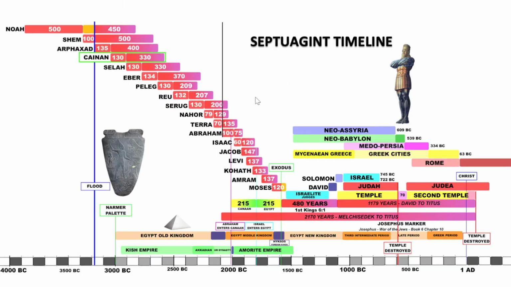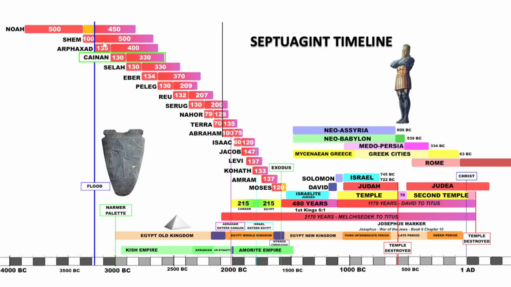Now, this is my own work. I'm mixing secular history with Josephus and the Bible. That's how I'm getting these markers. And again, with the Septuagint, we have this nice, clean arc right down to the Exodus. All these people are dead by the time Abraham is born. We have the Narmer palette after the flood, okay? And we have the pyramids after. Everything comes after the flood.